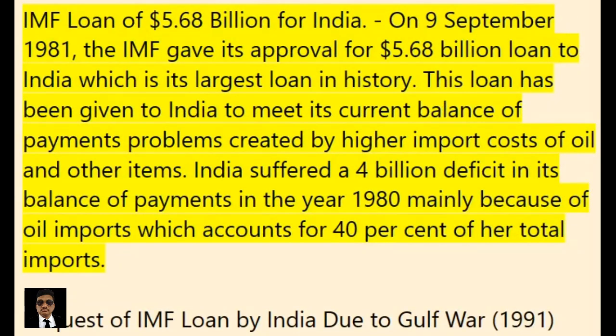IMF loan of $5.68 billion for India. On 9 September 1981, the IMF gave its approval for a $5.68 billion loan to India, which is its largest loan in history. This loan has been given to India to meet its current balance of payments problems created by higher import costs of oil and other items.